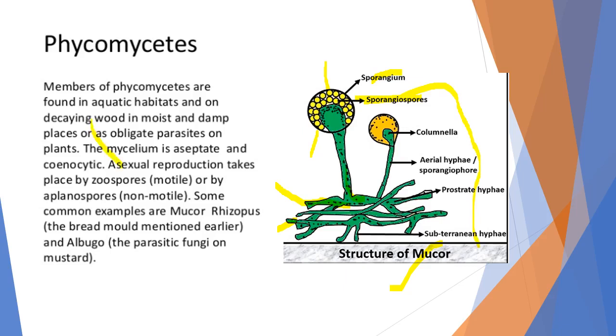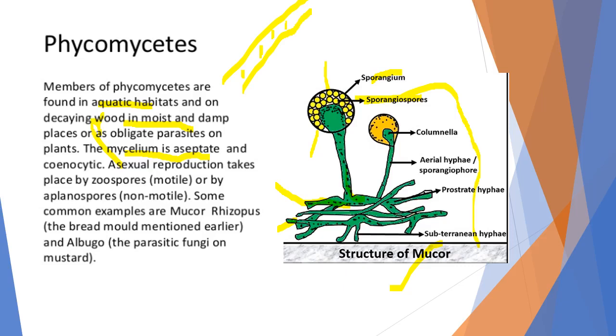So what are the different characteristics of the Phycomycetes? They are found in aquatic habitats, in moist and damp places, and the mycelium is aseptate. So there is no septum. This is the hypha, and there is no septum here. The nuclei are arranged without any septum. So this condition is called cenocytic. You can see in the picture also, there are no septa. So this condition is aseptate.